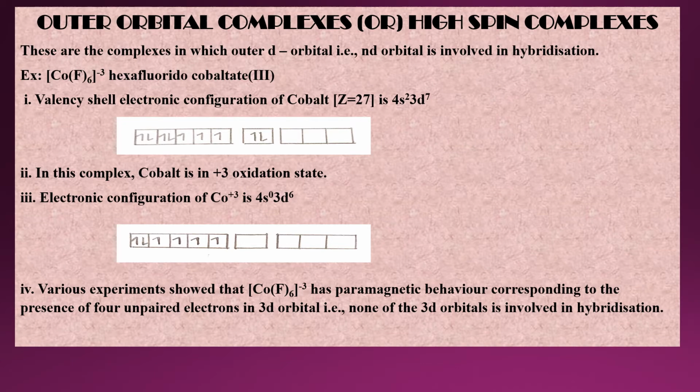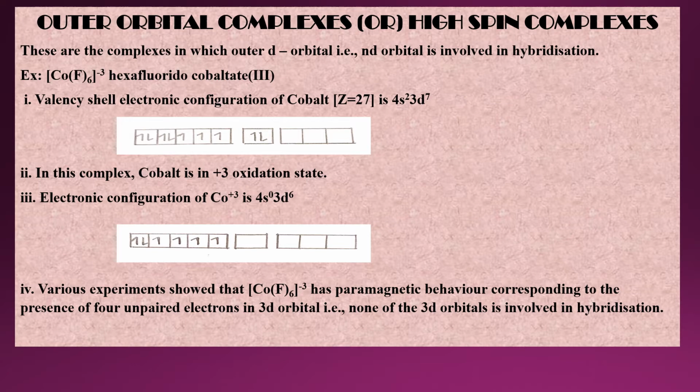In the previous class, we have learned inner orbital or low spin complexes. That is the first type under octahedral complexes, or complexes of coordination number 6. We have learned that, basing on the type of d orbitals involved in hybridization, octahedral complexes are divided into two types. The first type is inner orbital or low spin complexes, and we have also learned in the previous class two examples under inner orbital or low spin complexes.